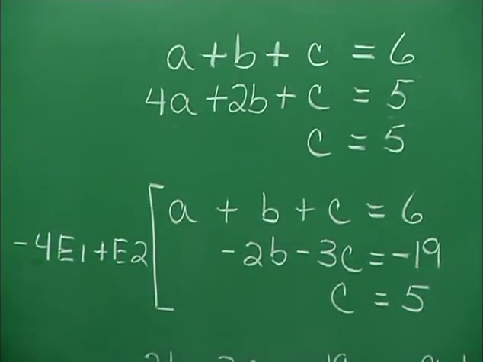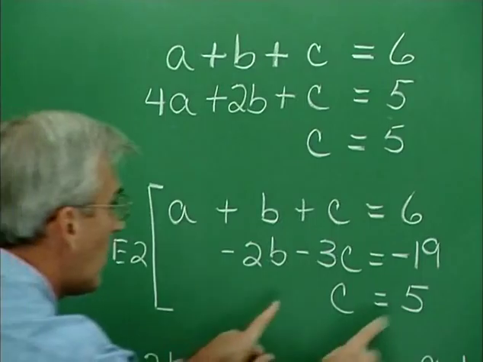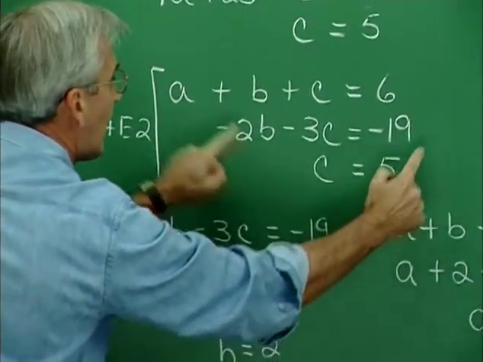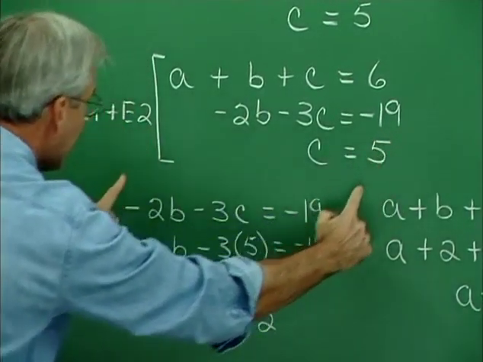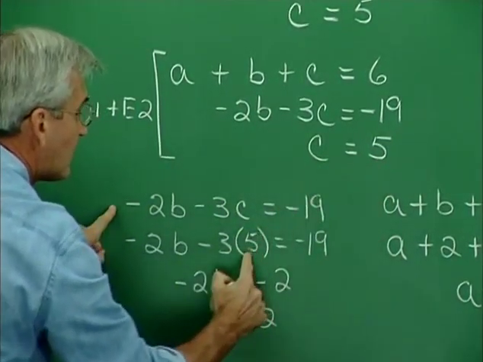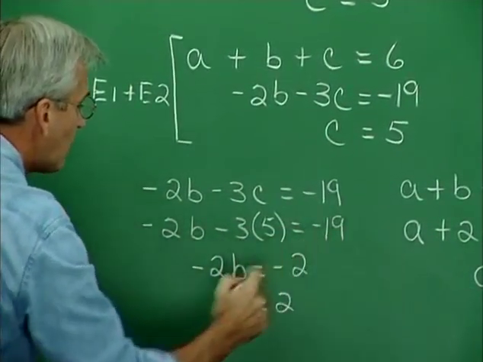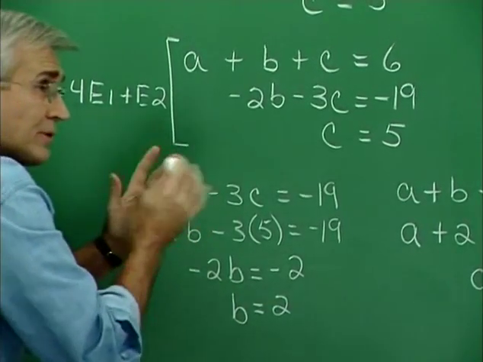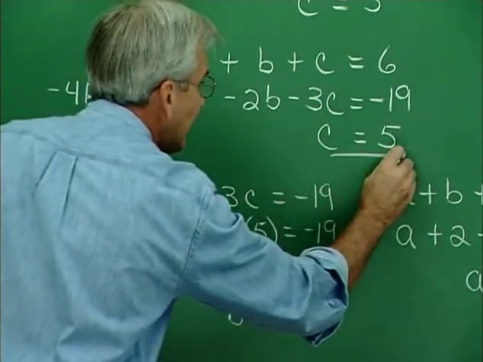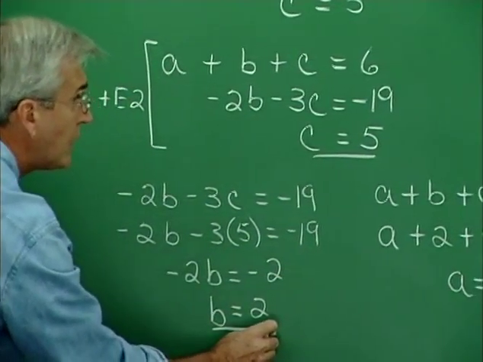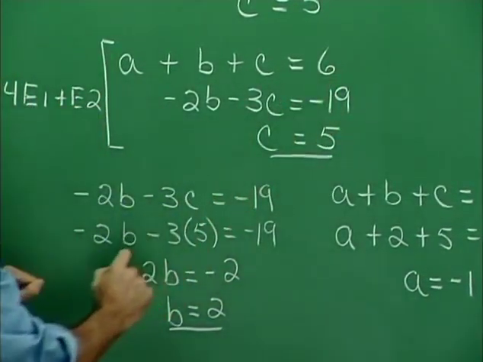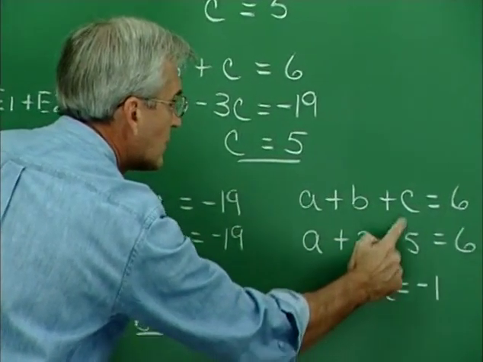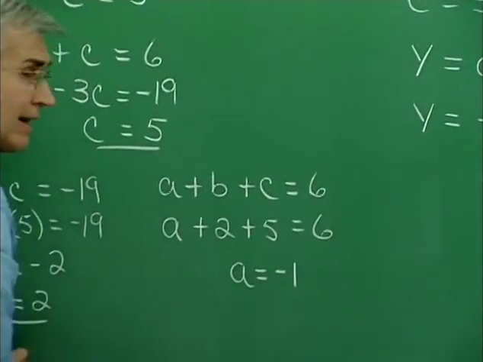Now we're ready to go through the back substitution routine. After all, we have c is equal to 5 here. So with that information, we'll jump right into this equation. We take this equation and replace c with its value 5. Then we evaluate this for b. We find b to be 2. And then we back substitute a little further. Since we know that c is 5 and b is 2, we use our first equation, a plus b plus c equals 6. Replace b with 2 and c with 5, and we find a to be negative 1.